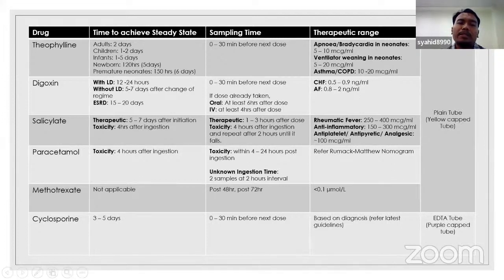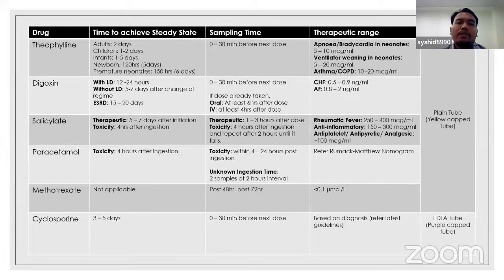Okay, for paracetamol toxicity, usually we do the TDM if there is suspected toxicity. And the steady state is usually achieved within 4 hours after ingestion. If we do not know the ingestion time, we have to take 2 samples at 2 hours interval. For therapeutic range, usually we refer to the Rumack-Matthew nomogram.